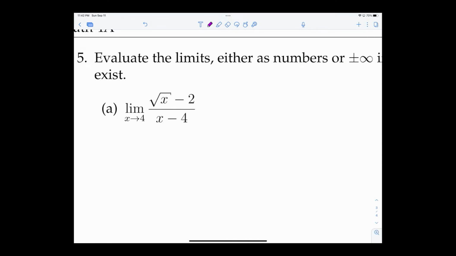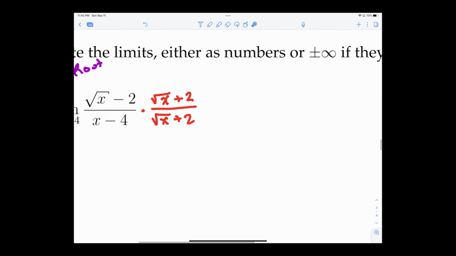So this first one is root type, right? So we know you can't just plug in 4 because you get 4 minus 4 on the bottom, and the top will be 2 minus 2. So we've got to do what we call multiplying by the conjugate. So we're going to multiply by root x plus 2 over root x plus 2, right? Same thing as this, but the sign is opposite.